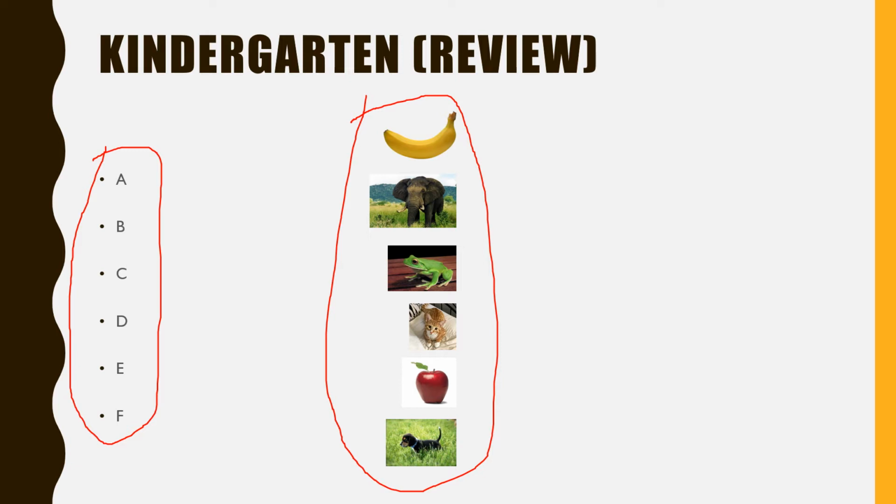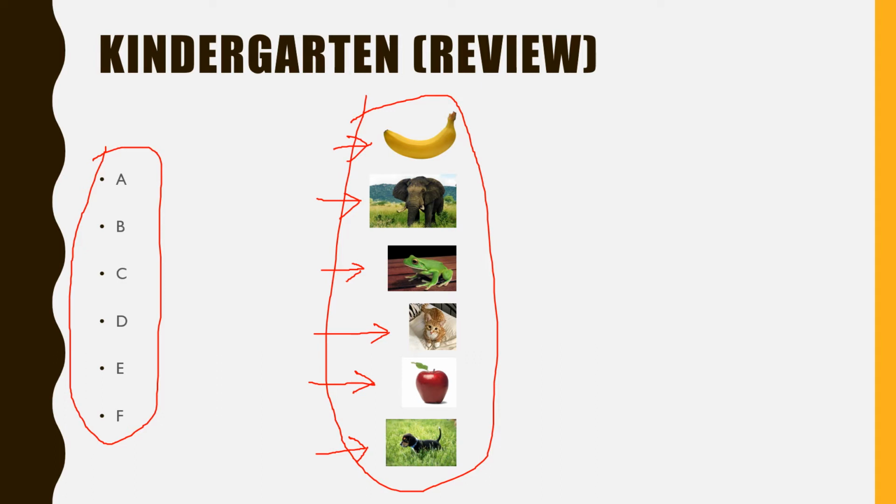So what I want to do is give you guys some time to match the words with the right letter that they start with, okay? So banana, banana is the first one. Elephant, elephant. Frog. Cat, cat. Apple, apple. Dog, dog.